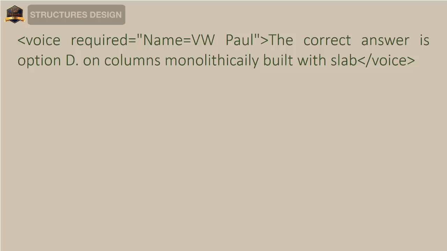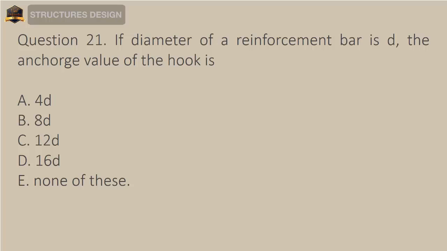Question 21. If diameter of a reinforcement bar is D, the anchorage value of the hook is A. 4D, B. 8D, C. 12D, D. 16D, E. none of these. The correct answer is option D, 16D.